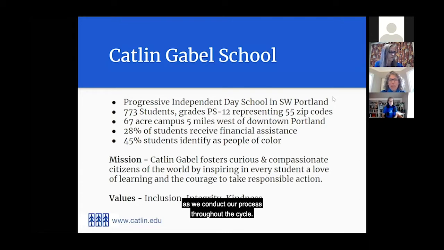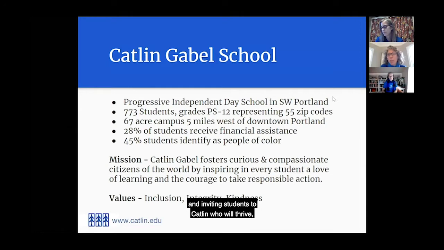We are also very much grounded in our mission. It is a living, breathing mission for us at Catlin. It's not something that's written down and hidden in a strategic plan somewhere. We really do think about the mission of the school and inviting students to Catlin who will thrive, who will make the most of the experience there, and families who really believe in the mission and really understand what it means to be at a progressive school.